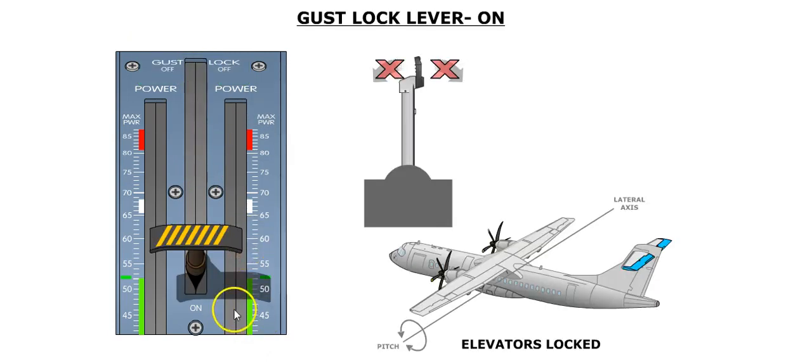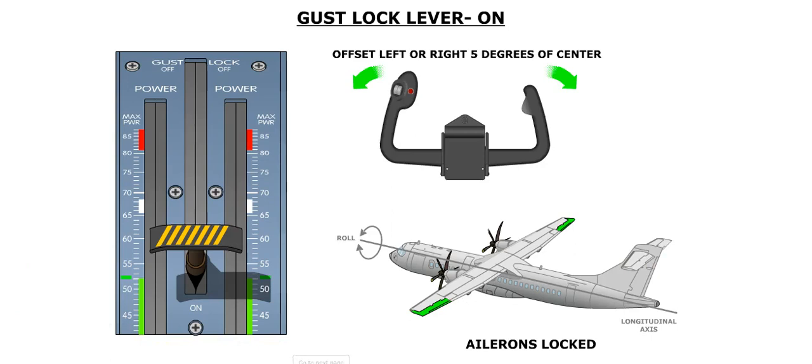When engaged, the gust lock system will lock the elevators to prevent fore and aft movement of the control column. Locking is accomplished by a series of cables and gears. Each aileron is locked in place by an electromechanical locking device. The locking devices are electrically actuated by switches that are actuated by the gust lock lever. Normally, the ailerons are locked in the neutral position. However, the ailerons may be locked slightly past the neutral point, and the control wheel may be offset up to 5 degrees left or right of center.